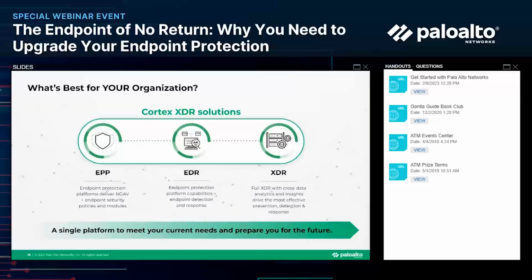EDR does provide the best path to XDR. So if you have not gotten there yet, you may want to look at that. But I know there are other businesses that are like, well, if XDR is the future, that is where I should be going now.